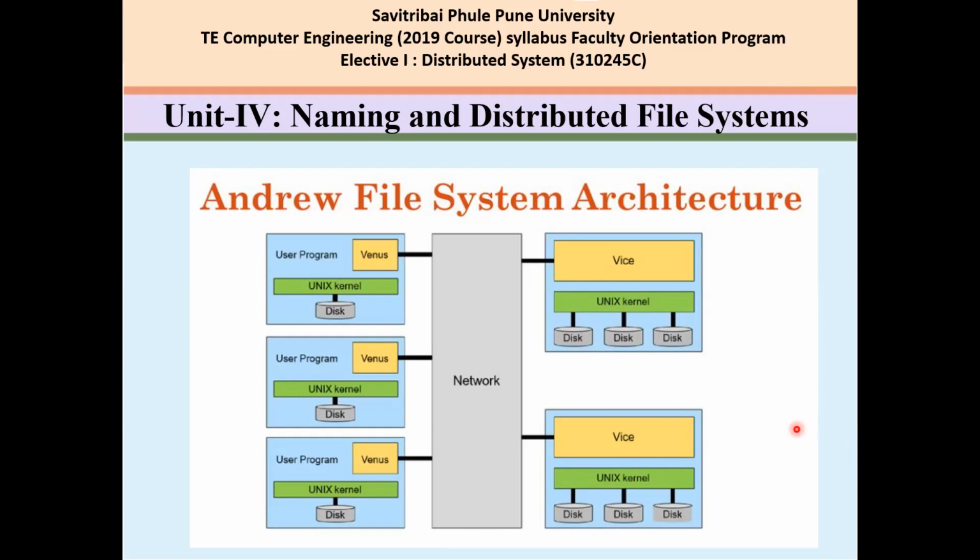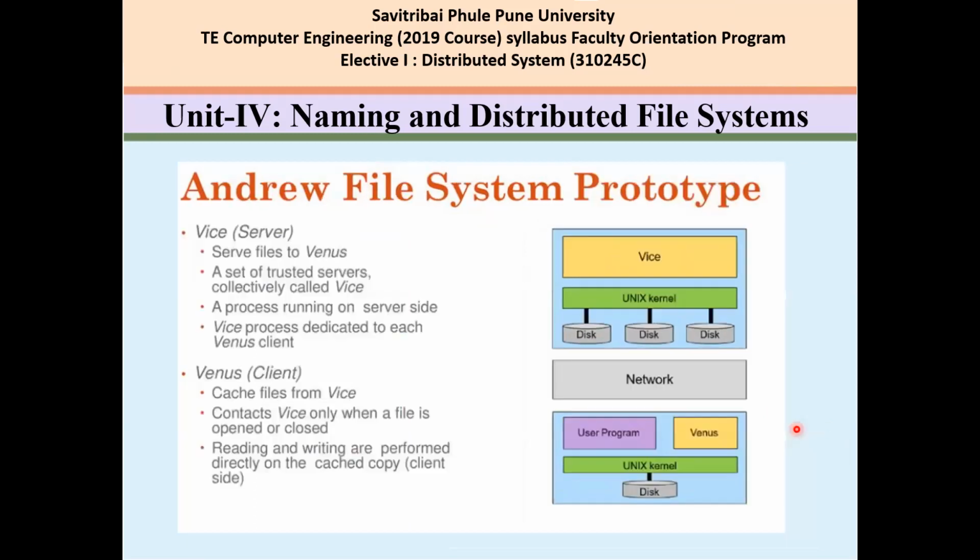So this is the main summary of Andrew file system, which is focused on Vice and Venus. Vice is the server that serves files to Venus on the client side. Vice is a set of trusted servers, which are collectively called Vice. It is a process running on the server side, with a Vice process dedicated to each Venus client. So you can see that the Vice process is dedicatedly related to each and every Venus client, which we have seen in the earlier diagram.